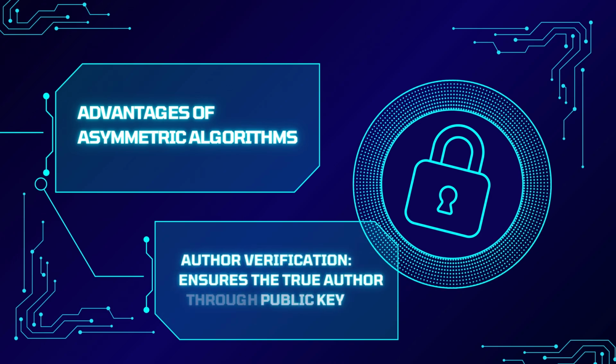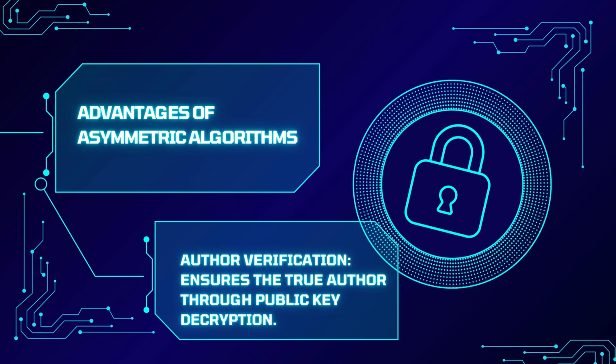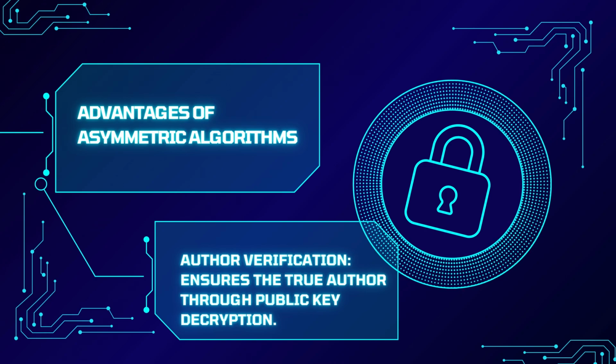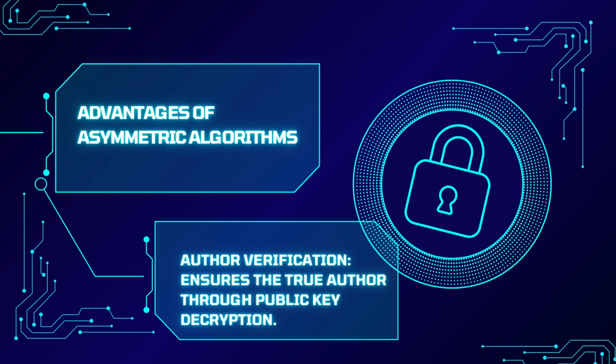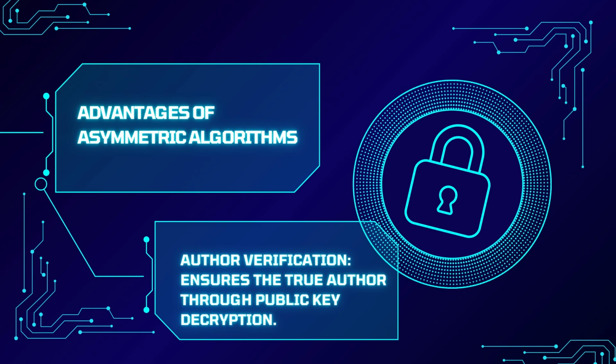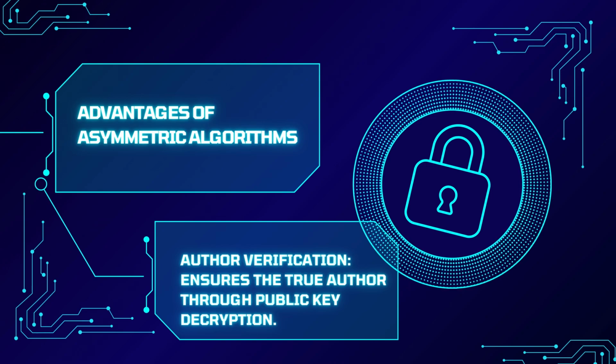3. Author verification. Know who sent it. Now, here's one of the coolest things about asymmetric algorithms, they can help you verify who really sent a message. Let me explain this in simple words. The sender uses their private key to encrypt the message. Yep, their private key. The receiver then decrypts the message using the sender's public key. If the message decrypts properly, it proves that the message was definitely sent by the real owner of that private key. This process is how we confirm the author of the message. This is called digital signatures. They make sure that the message is secure and genuine.